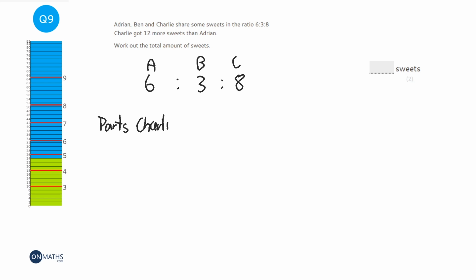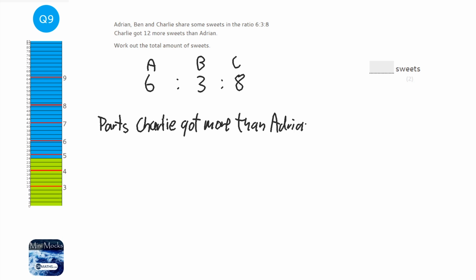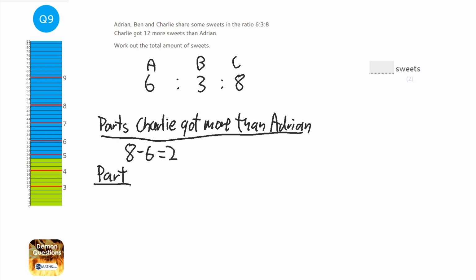Always cross my L's for some reason. Charlie got more than Adrian. Okay, so he got 8 take away 6 is 2. So he got 2 more parts. And so let's have a look and see what one part is worth. So those 2 parts equate to 12 more sweets. So we do 12 divided by 2, 6. So each part is worth 6 sweets.